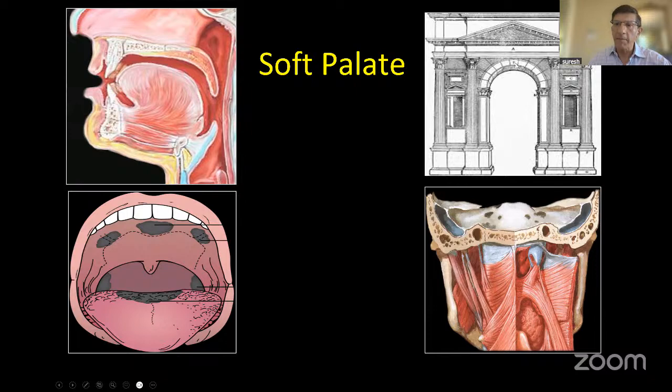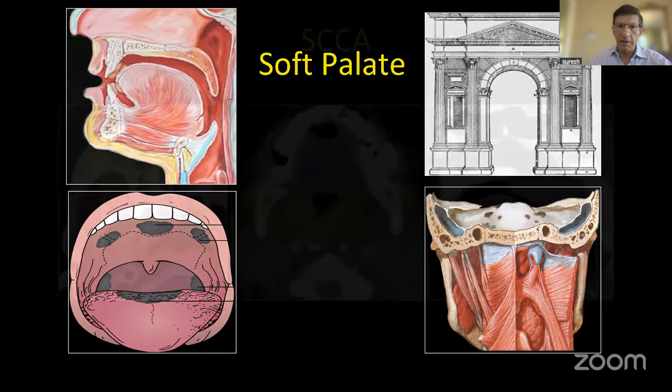And in order to have the palatal arch be firm, it is connected right here to the skull base. And these two muscles that connect the palatal arch to the skull base are two muscles we learned about in medical school, and those are the tensor and the levator veli palatini muscles. So these two muscles tether the palatal arch all the way to the skull base.